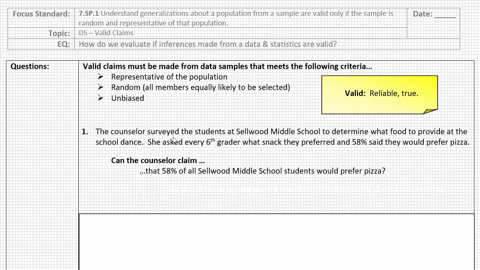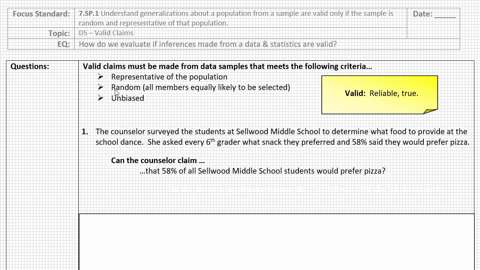The counselor surveyed the students at Selwood Middle School to determine what food to provide at the school dance. She asked every sixth grader what snack they preferred, and 58% said they would prefer pizza. Can the counselor claim that 58% of all Selwood Middle School students would prefer pizza? So looking at her data and the people that she asked, we have to ask ourselves, is this valid? Is this a valid claim to say that 58% of Selwood Middle School students prefer pizza?